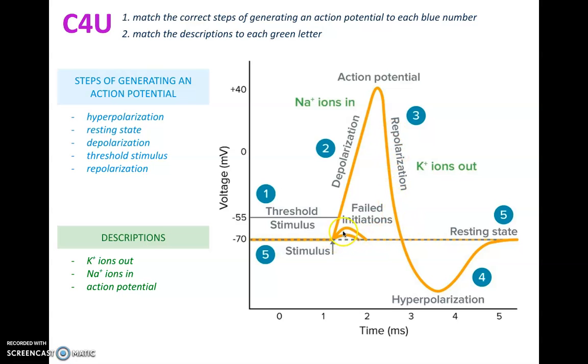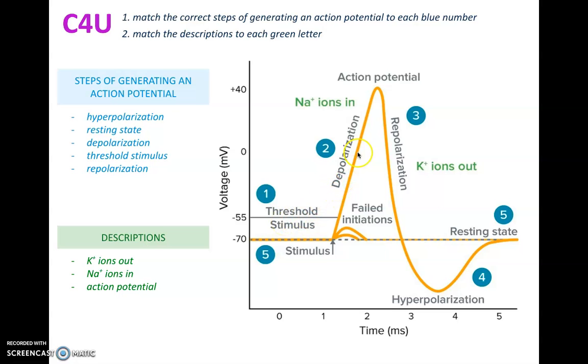I like that this graph actually shows failed initiations. So there was some sort of stimulus here. However, they just didn't get to the threshold stimulus. An analogy would be like you're going to a store, you have $20 or you have $10 to buy a shirt that you want, but the shirt is $50. You're not going to be able to buy the shirt either of those times unless you come in with $50, and then you get it. So that's the threshold stimulus.